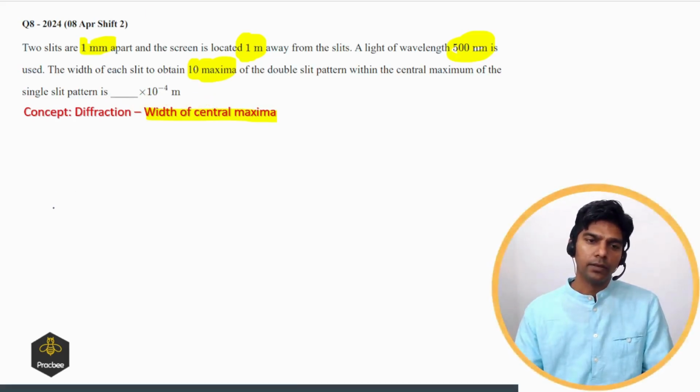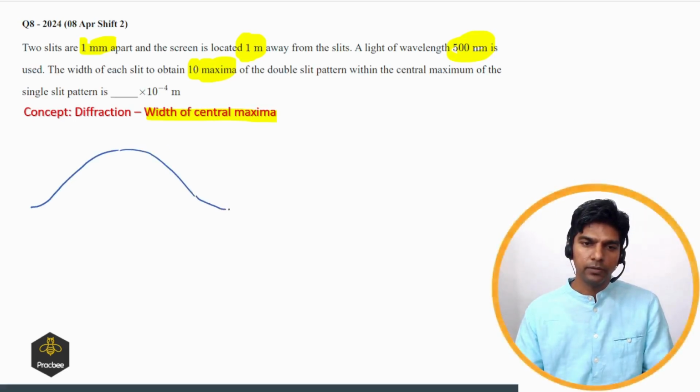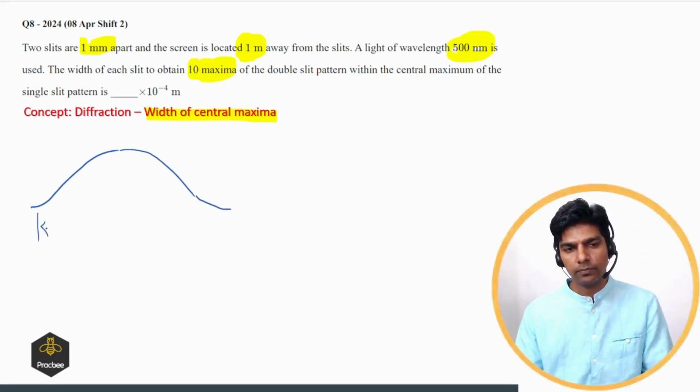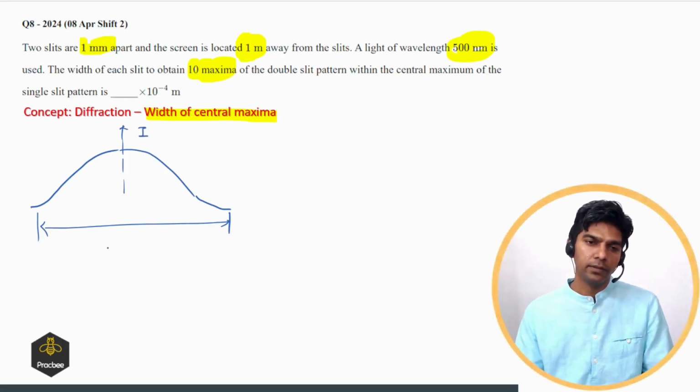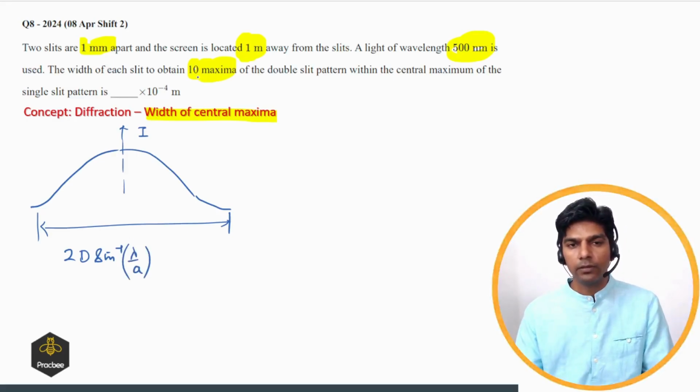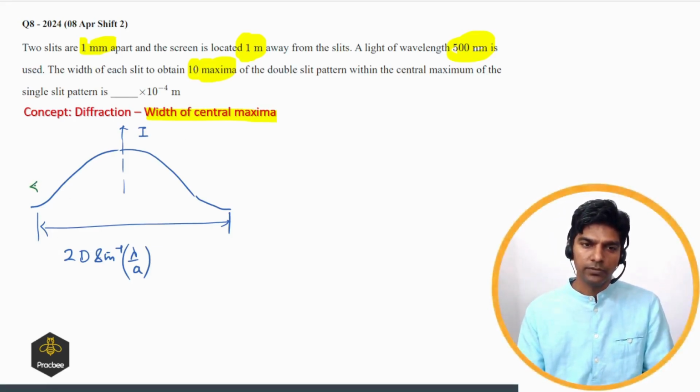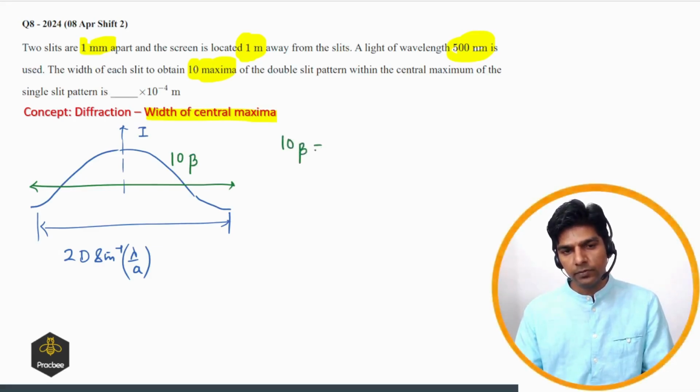So what they are saying is, if we have a central maxima, within this central maxima, I'm showing the intensity, right? So on the y-axis we have intensity. This length will be 2 times D sine inverse lambda by a. So within this width there will be 10 fringes of YDSE. So this width is also equal to 10 times beta. So 10 times beta is equal to 2D sine inverse lambda by a.